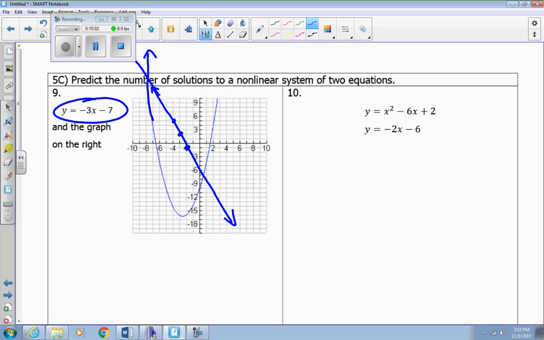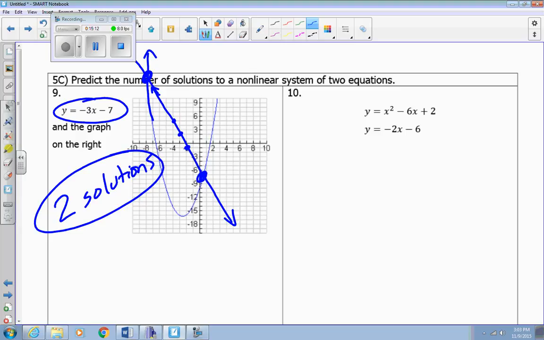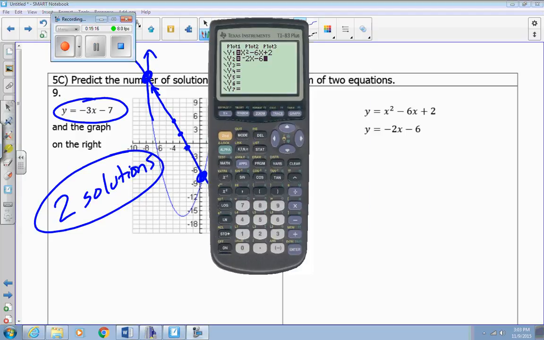So predict the number of solutions: 2. And this number 10, just put this into the calculator. So I placed both into y equals, both equations. Make graph. How many times do these intersect? None. Never. Never will, so that would be no solution.